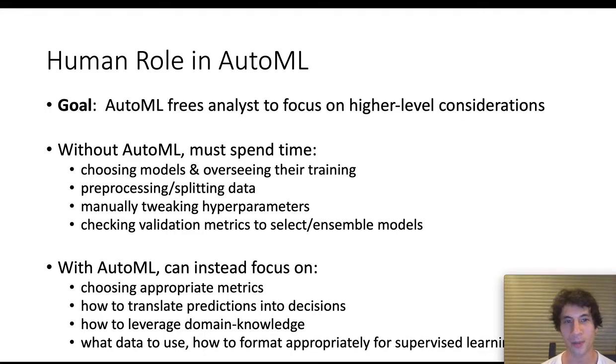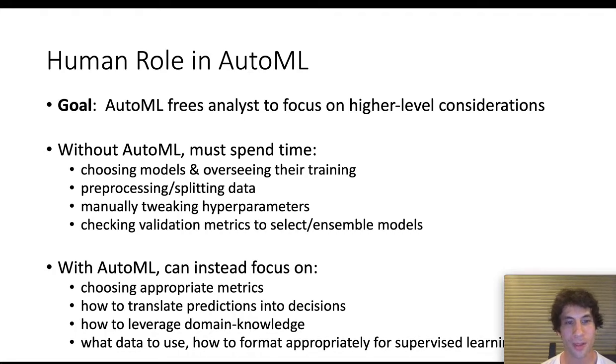Our goal in automated machine learning is to free data scientists and analysts to focus on higher level considerations. Without AutoML, these people have to spend a ton of time choosing models, overseeing their training, making sure everything is working, pre-processing their data, splitting it into evaluation or validation sets and training sets, manually tweaking hyperparameters in an effort to boost their accuracy, but in a really cumbersome fashion, and then repeatedly checking validation metrics to select models or maybe figure out how they might combine different models together.